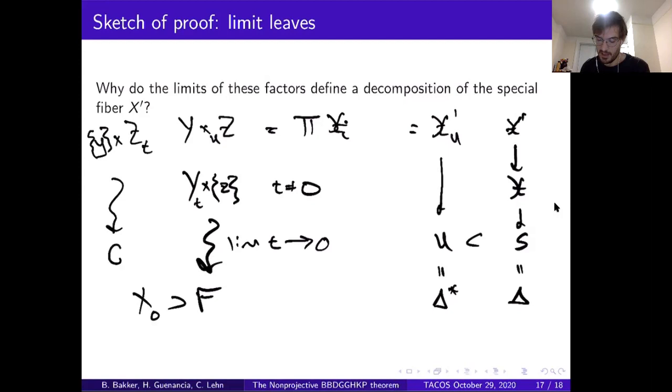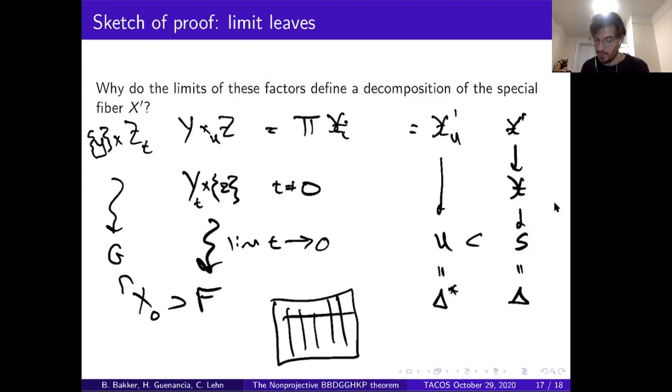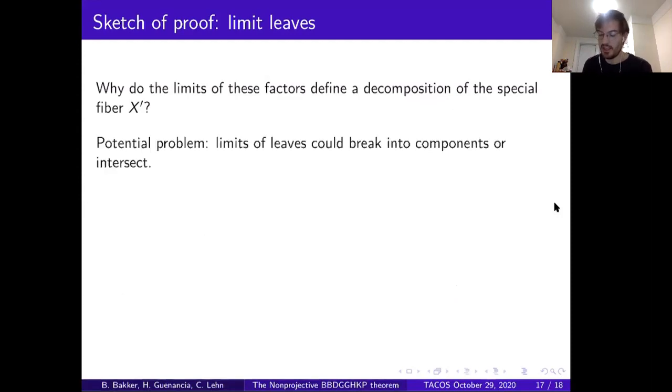Limit maybe like G, which is also contained in here. And the question is, under what circumstances, if I look at all of those limit leaves, do they actually give us a sort of product structure on the special fiber? Okay, so what could possibly go wrong? Well, two things could go wrong.